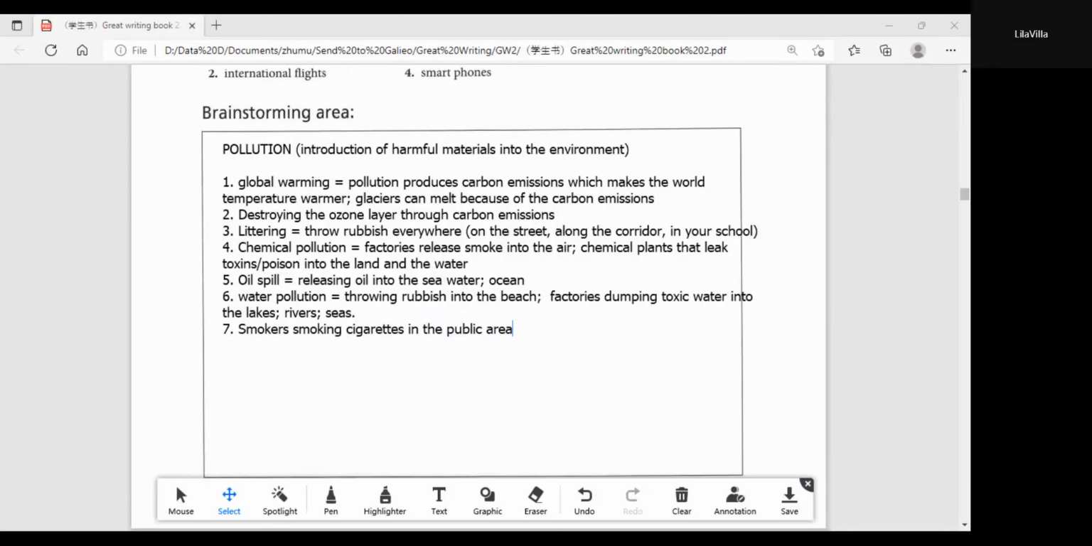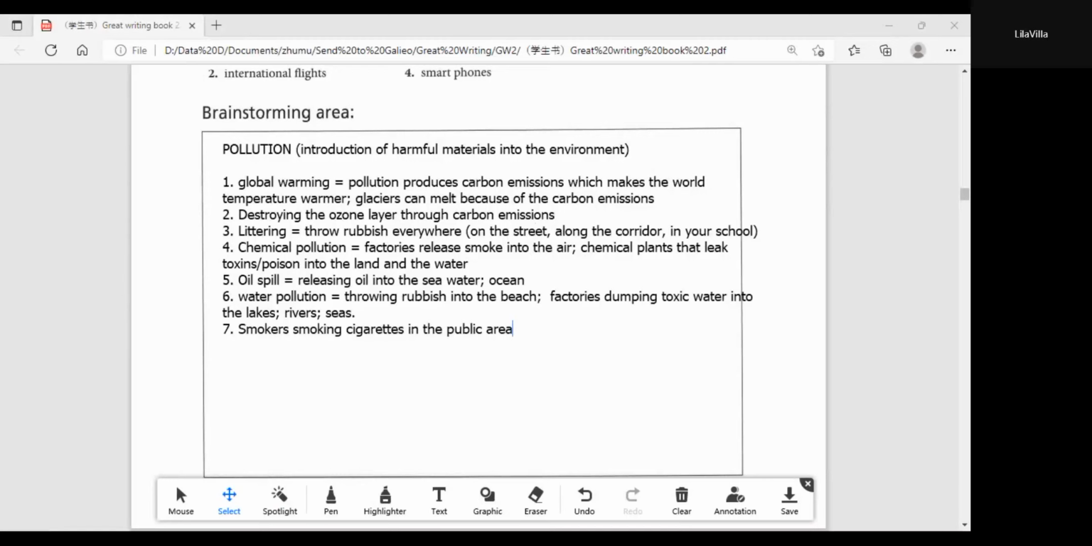Okay, when you see this happen, what do you do? Do you just stay away or? I will make them. I will tell them don't smoke in the public area, and smoking is bad for their health. So please smoke less. Okay, that's right. Unfortunately, they still do it. Okay, so these are good ideas.